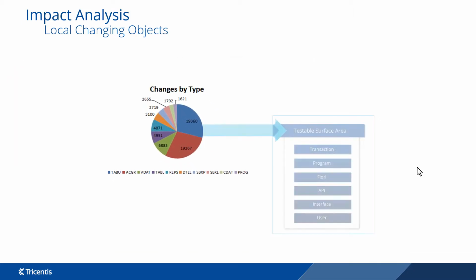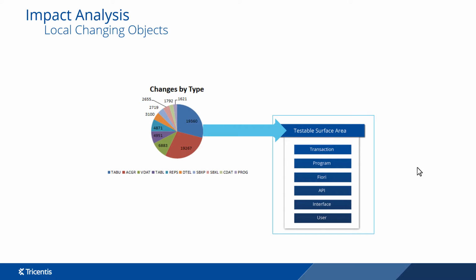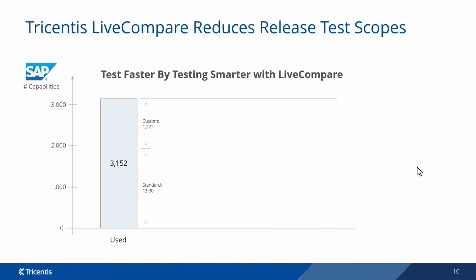Now it's all about linking your change event to the testable surface area. So here are the changes that we're introducing to our SAP environment. Now it's LiveCompare's job to go find the best test selection when it comes to used transactions, executable programs, Fiori web apps, and APIs. We took a sample size of about 15 of our customers, and what we found is they use about 3,000 used objects, of which about a third are custom.